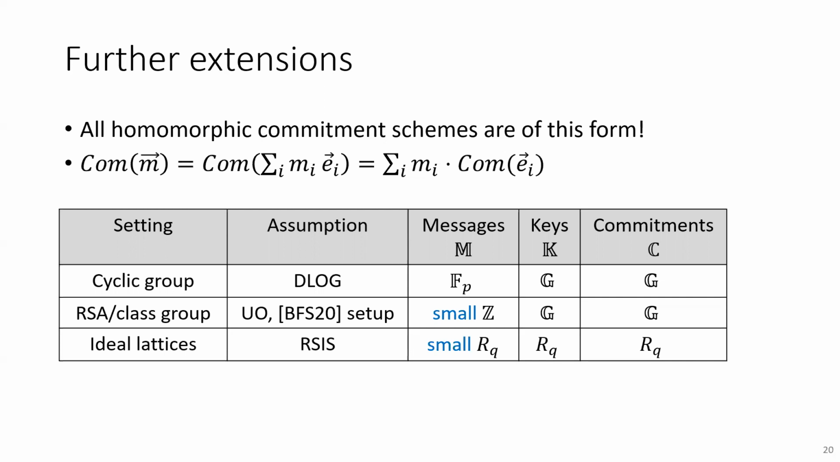If we want to do this in an RSA or class group or group of unknown order setting, then the messages will be small integers and the key elements will be group elements from a group of unknown order with some structure. And if we want to do this based on lattices, then the messages will be small ring elements, with small coefficients or small norm, in a ring RQ of the type used in lattice cryptography. And then the keys will just be random elements from this ring RQ. So actually it's quite easy to generalize once you've got to this point.